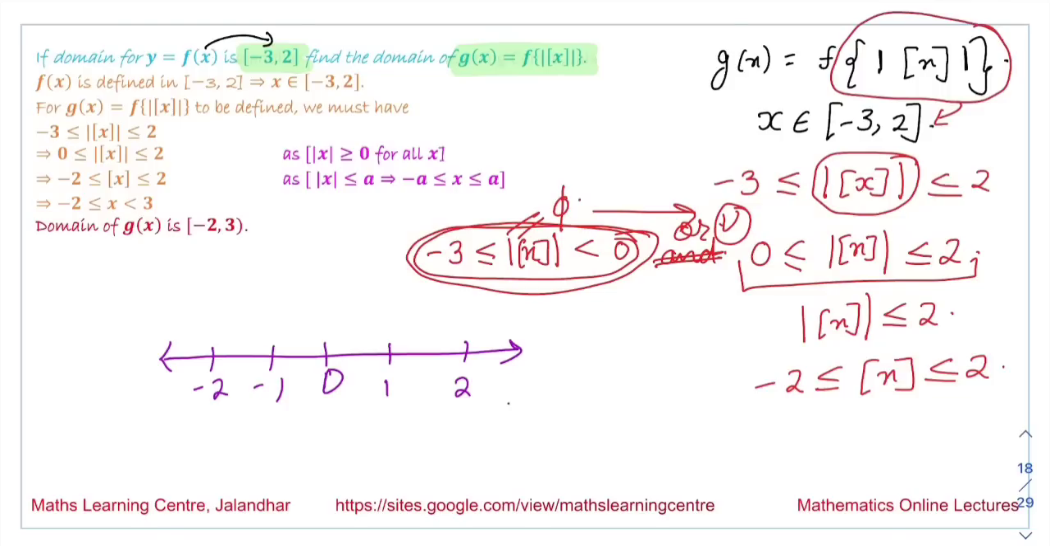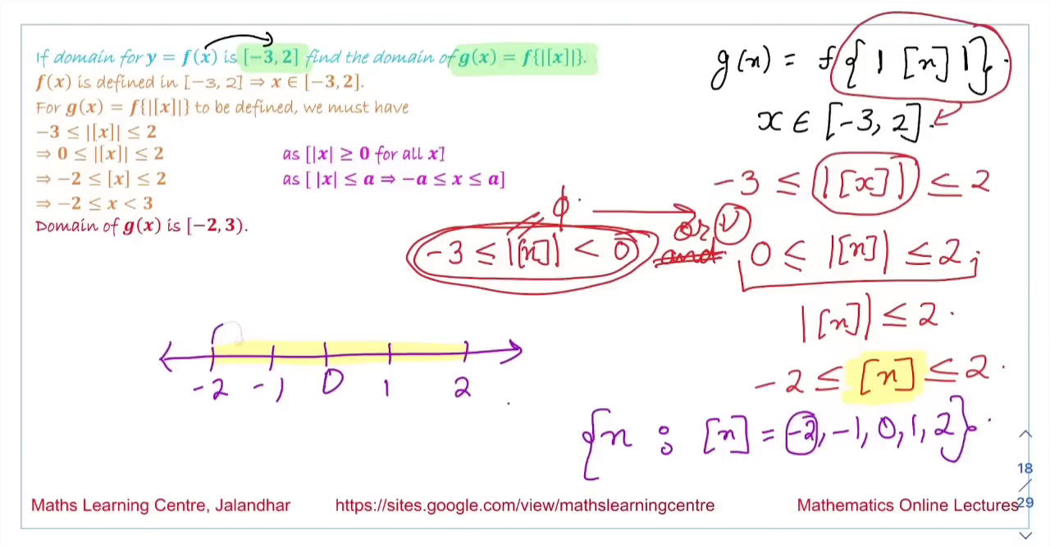We are having all the values between minus 1 and 2. So we are saying the greatest integer values that this x can have. We are interested in all those x for which the greatest integer of x is minus 2, minus 1, 0, 1 and 2. So the value of minus 2 will be for all these points.